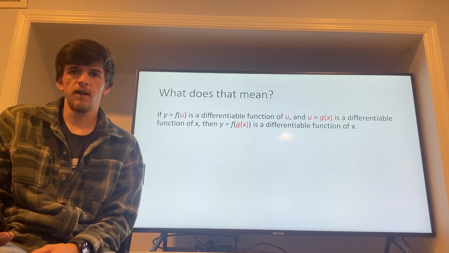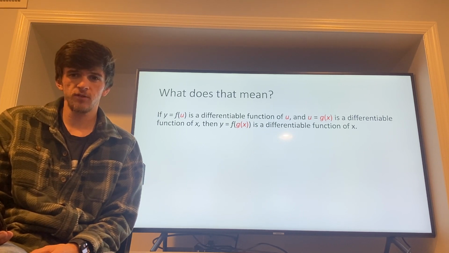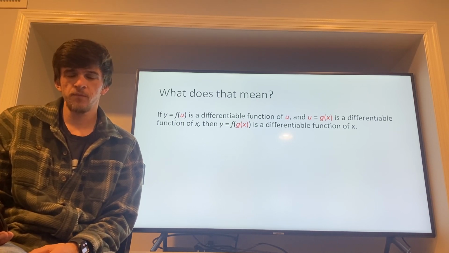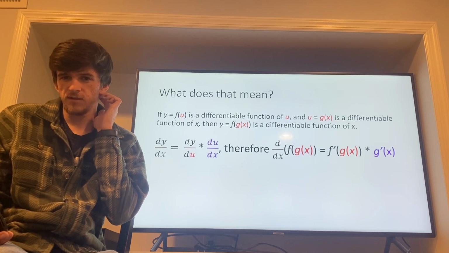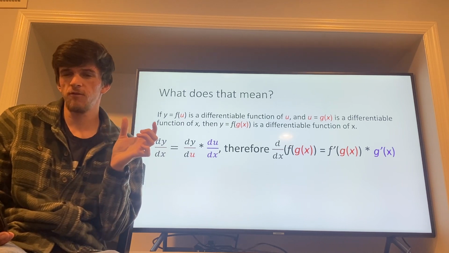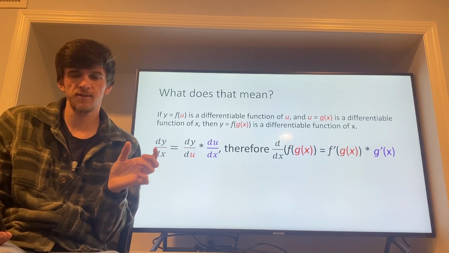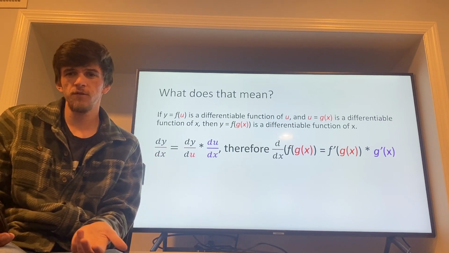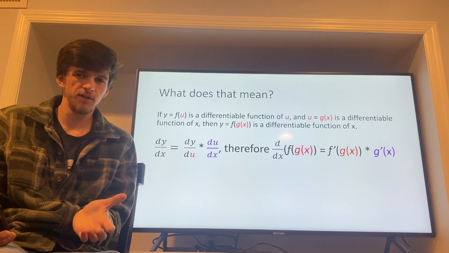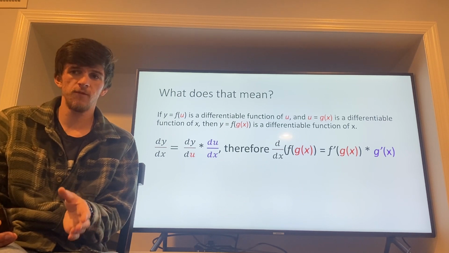Basically, that's saying that if y equals f of u is a differentiable function of u, and u equals g of x is a differentiable function of x, then y equals f of g of x is a differentiable function of x. More clearly, dy dx, the derivative of y with respect to x, is going to be equal to dy du, the derivative of y with respect to u, times du dx, the derivative of u with respect to x. Therefore, the derivative with respect to x of f of g of x is going to be equal to f prime of g of x times g prime of x.